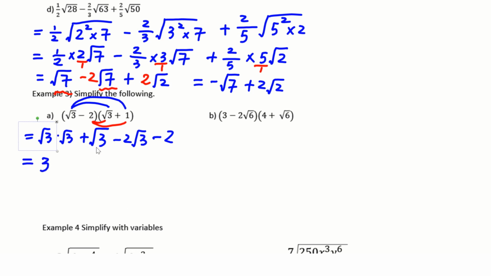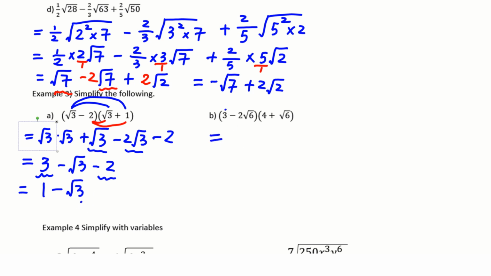In the middle, you have square root 3, they are like terms. Collect the like terms, 1 minus 2 is negative 1, so negative square root 3. Then plus 2. 3 and 2 are like terms, 3 minus 2 gives you 1. Then square root 3, that is done. The final answer has no brackets, no like terms. Then it is simplified, and under the radical sign, the square root, there is no perfect square.